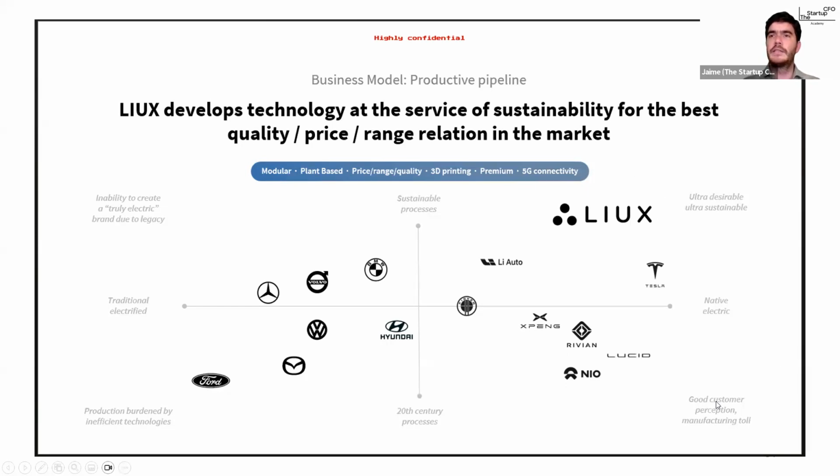And if you see, there are other messages over here that claim who is in each category, and we are in ultra desirable and ultra sustainable. You see business model here. This should actually be competitors, with a very strong action title and some functionalities here.